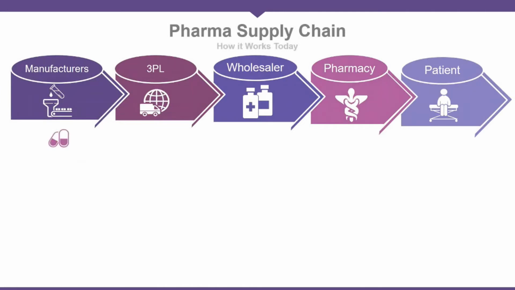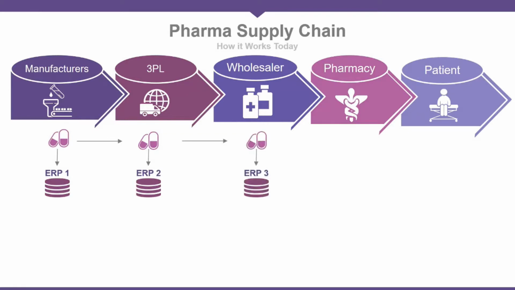Today, anytime product, shown here as a little pill, is moved or measured, data is recorded into a siloed ERP system. ERP systems don't communicate with one another. The result is product flows laterally, but information does not. Notice the patient. In this world, they only receive product and none of their information enters the system.